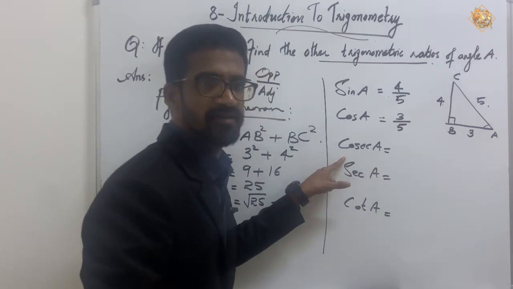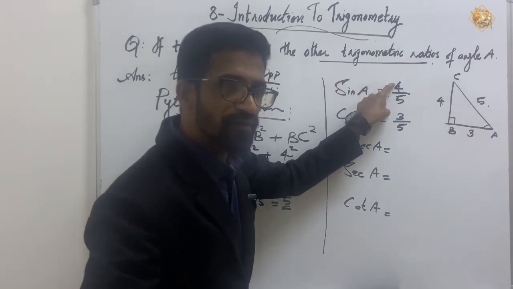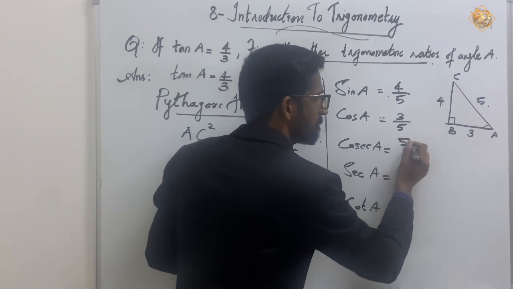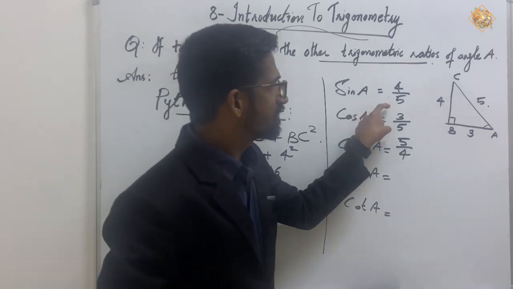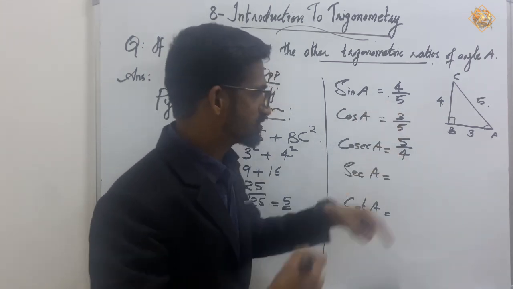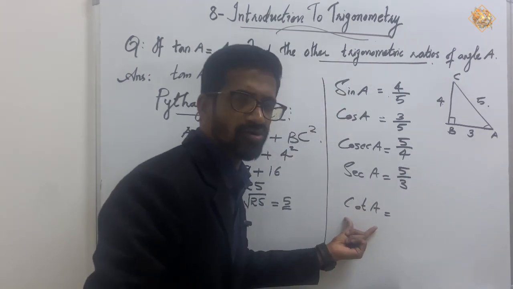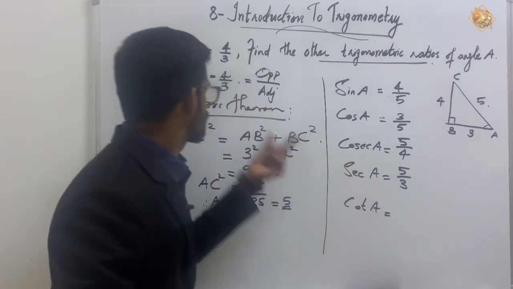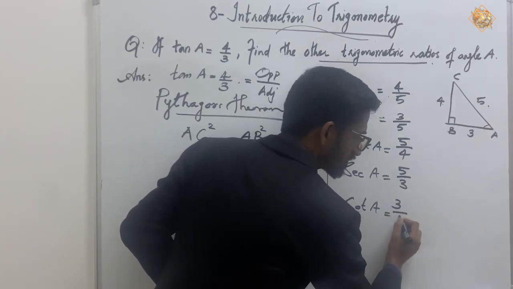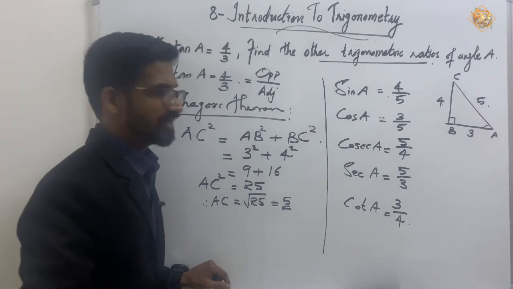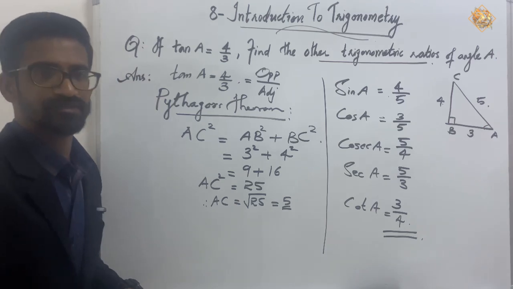Now cosec A is the inverse of sine. Sine is 4 by 5, so cosec is 5 by 4. Sec A is the inverse of cos. Cos is 3 by 5, so sec is 5 by 3. Cot A is the inverse of tan. Tan is 4 by 3, therefore cot is 3 by 4. So these are the remaining trigonometric ratios which we were asked to find.